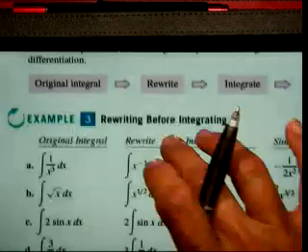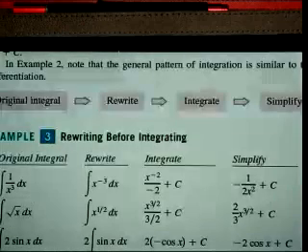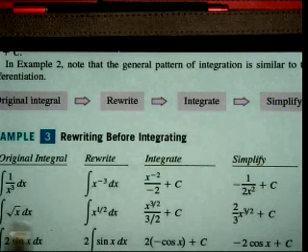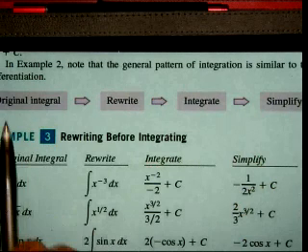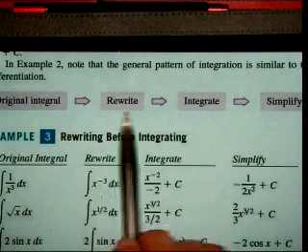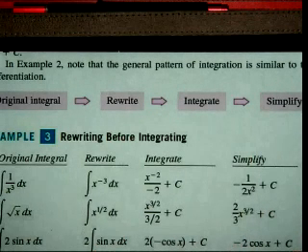Just like when we were differentiating, very often we had to rewrite before we differentiated. We very often have to rewrite before we anti-differentiate. We have the original integral, we rewrite it so that we can use the power rule, we integrate it, and then we simplify our answer. And then we check our answer. There should be one more red box out there.